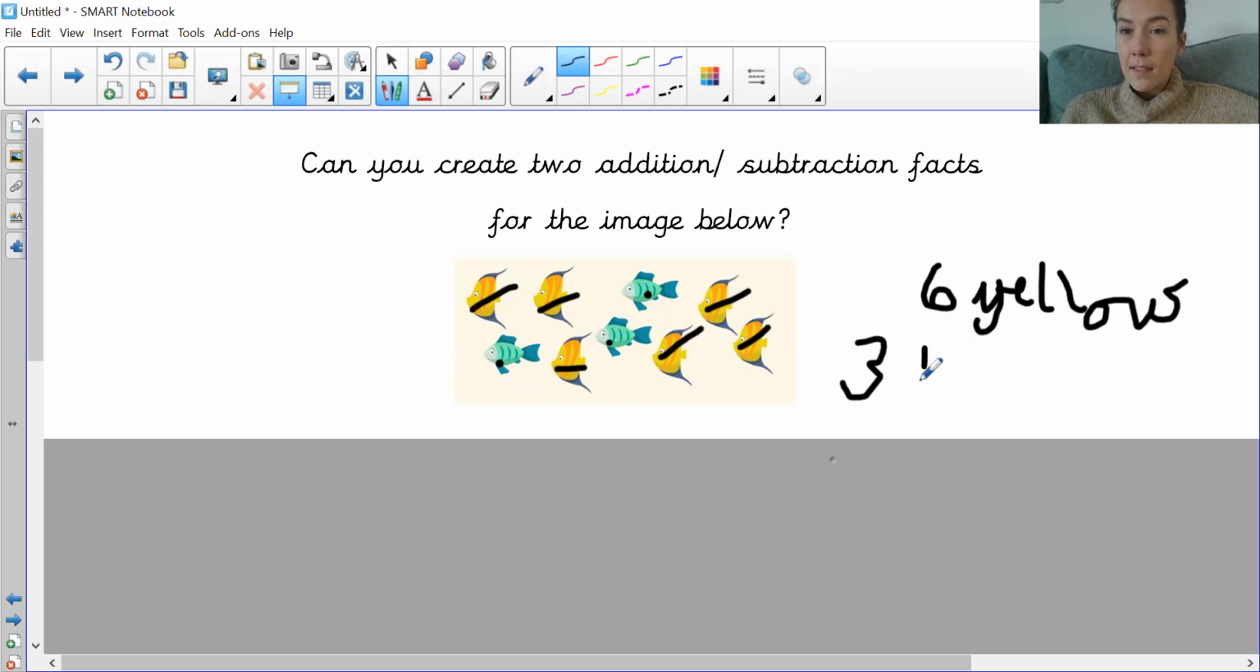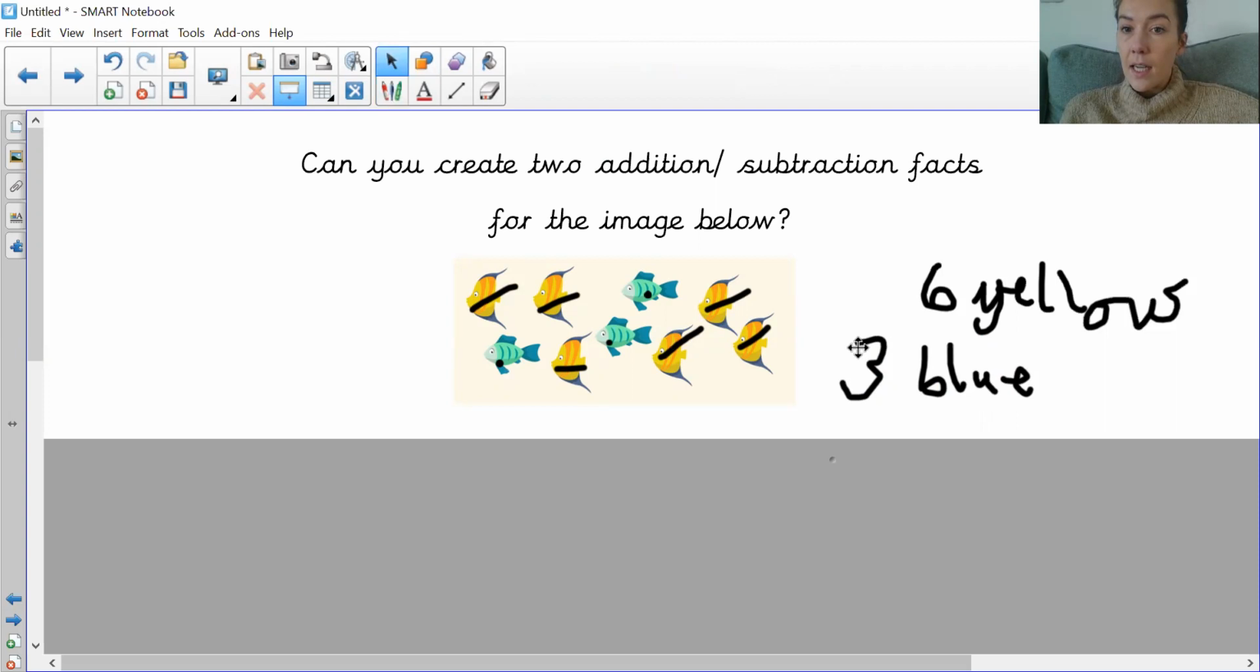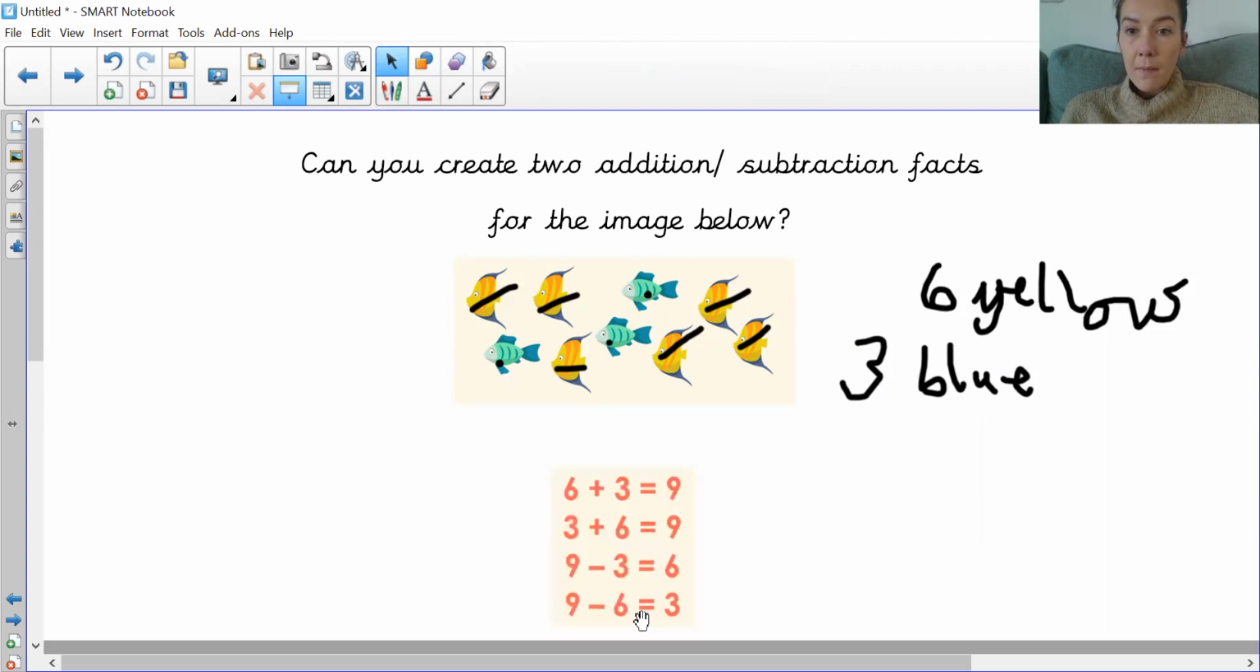So the number sentences that we are going to create will relate to the number of each fish. So 6 yellow, 3 blue. If we look down here, we have our related facts that I mentioned at the start of the lesson. So we've got 6 add 3, 9. 3 add 6, 9. When you are doing an addition, it's what we call commutative, so you can do it either way around, it doesn't matter.